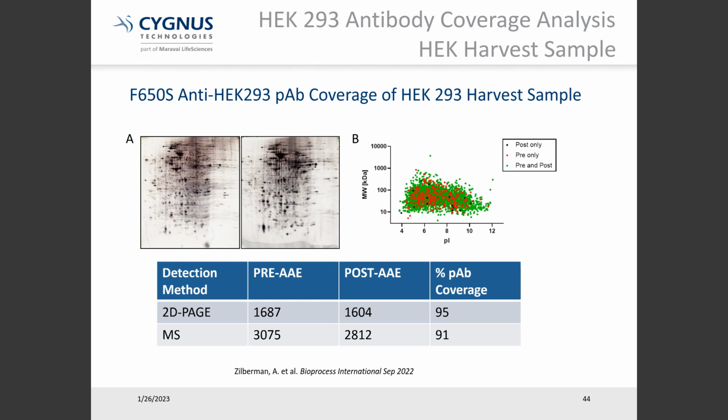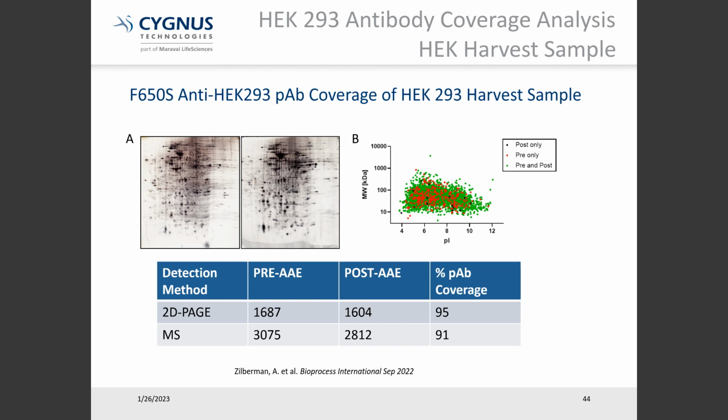So we can color coordinate all of these spots. The green represent matches and reds are misses. So you can get an idea of if there's any kind of pattern or some idea of what you're missing. But here in our AAE silver stain, we have about 1,690 spots in the pre and 1,600 post. So coverage about 95%. In our AAE mass spec, we've really upped our identifications to over 3,000 in the pre, about 2,800 post, with a still coverage of about 91%.